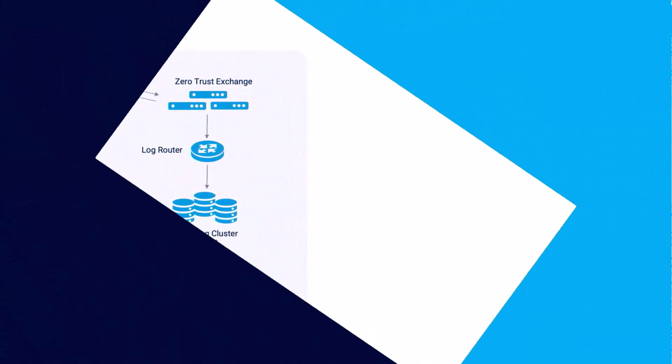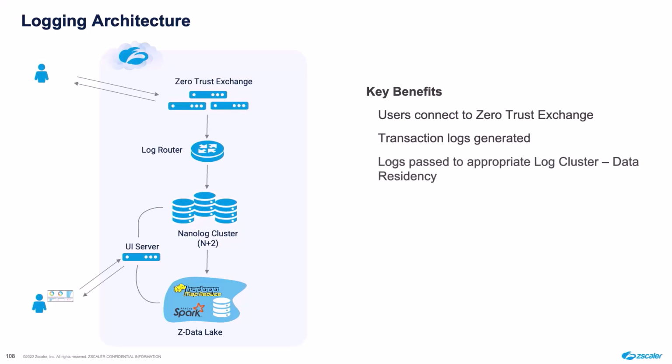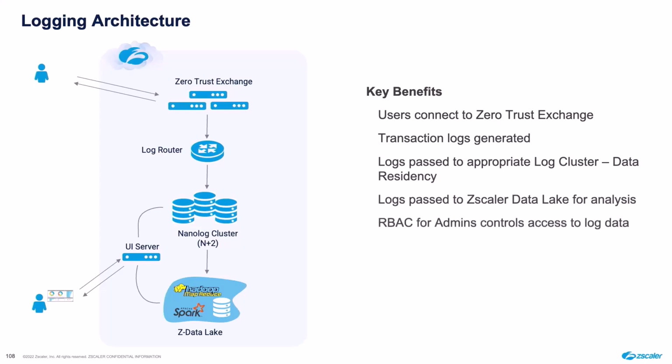So the logging architecture is: the user makes a transaction through the Zero Trust Exchange. The Zero Trust Exchange passes logs through a log router, which decides where those logs will be stored. Those logs may also feed into the Zscaler data lake that does more analytics and reporting. And then an administrator connects to the UI server that queries both the log clusters as well as the data lake to produce the reporting and analytics that they want.